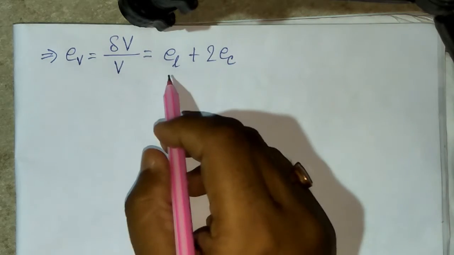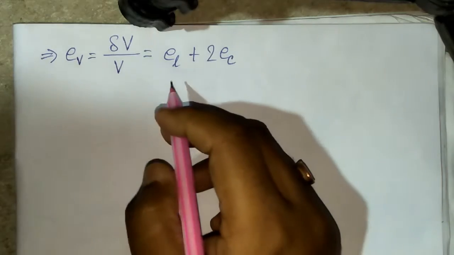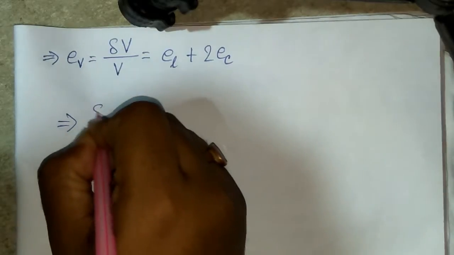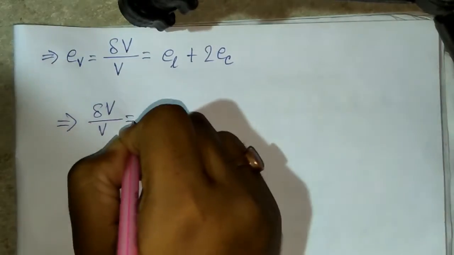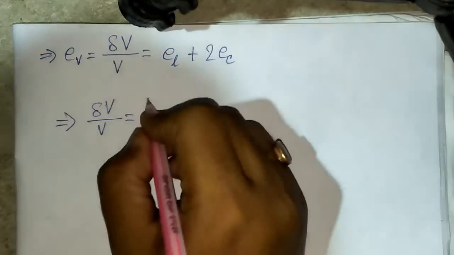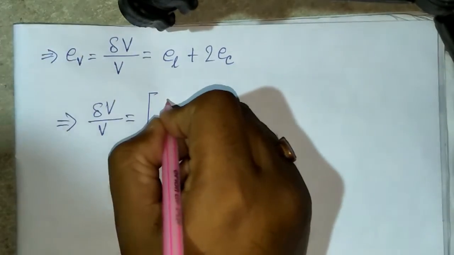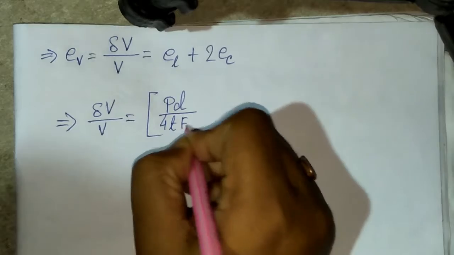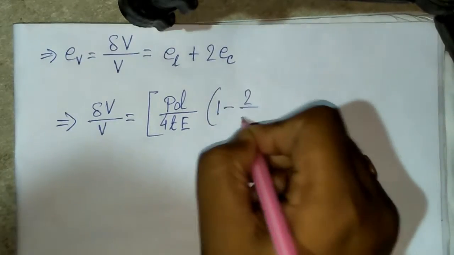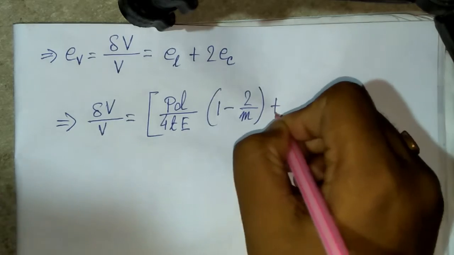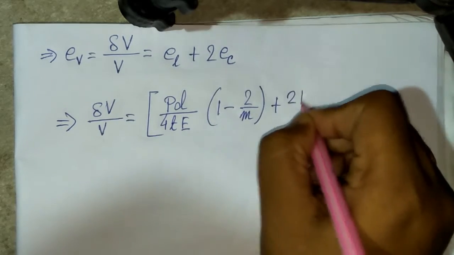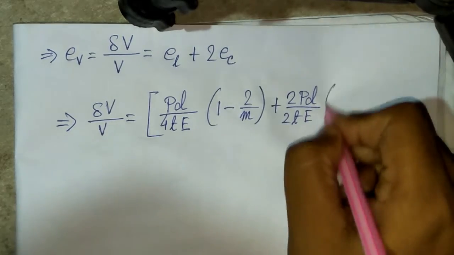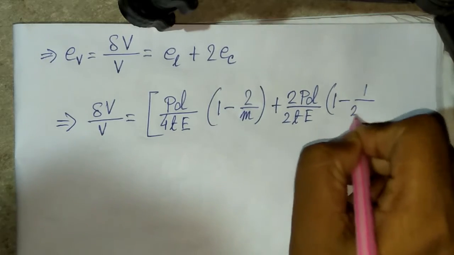Now we are going to substitute the values of these, so that becomes delta V by V is equal to pd by 4tE into 1 minus 2 by m plus 2 pd by 2tE into 1 minus 1 by 2m.